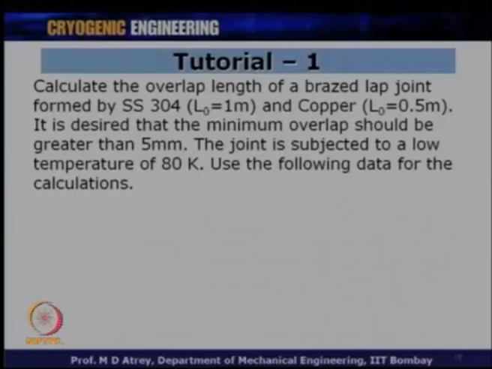The joint is subjected to a low temperature of 80 Kelvin, and the following data could be used. The problem statement says that you make a joint, and the joint is made naturally at room temperature, which is 300 Kelvin. However, this joint is going to be subjected during operation to a temperature of 80 Kelvin, and therefore, what you know is the shrinkage will happen.